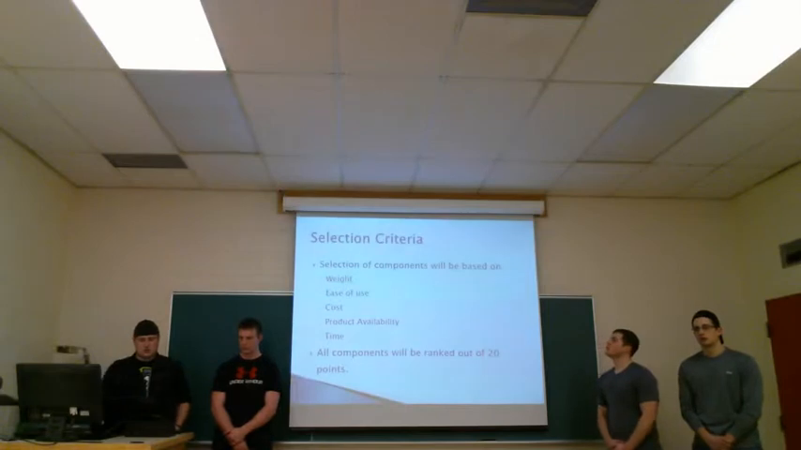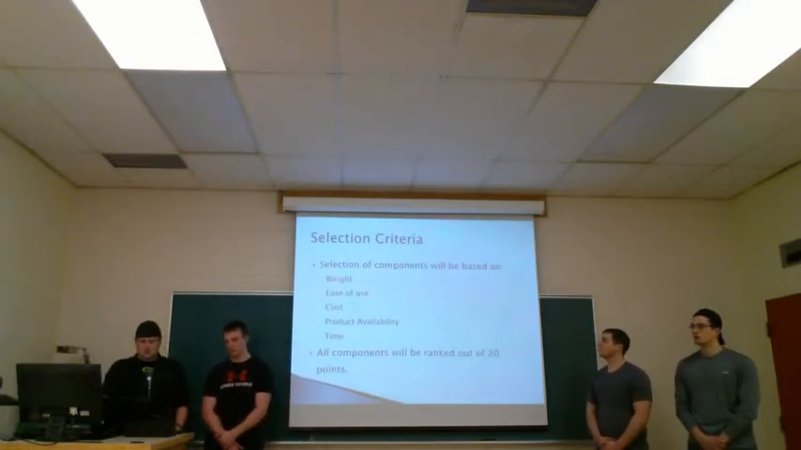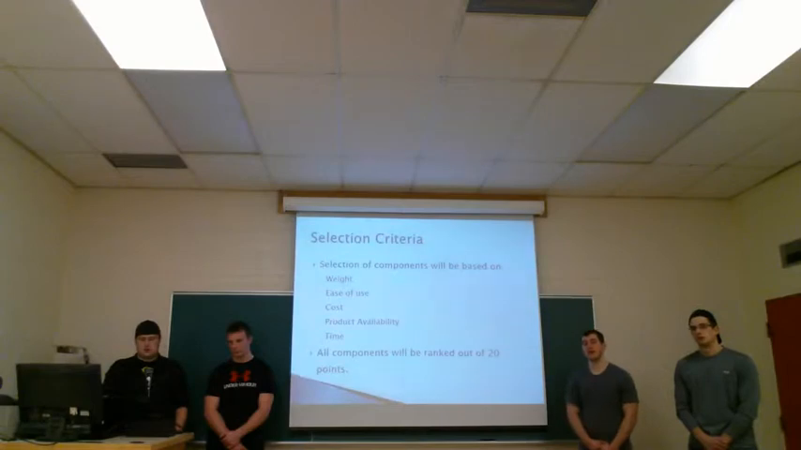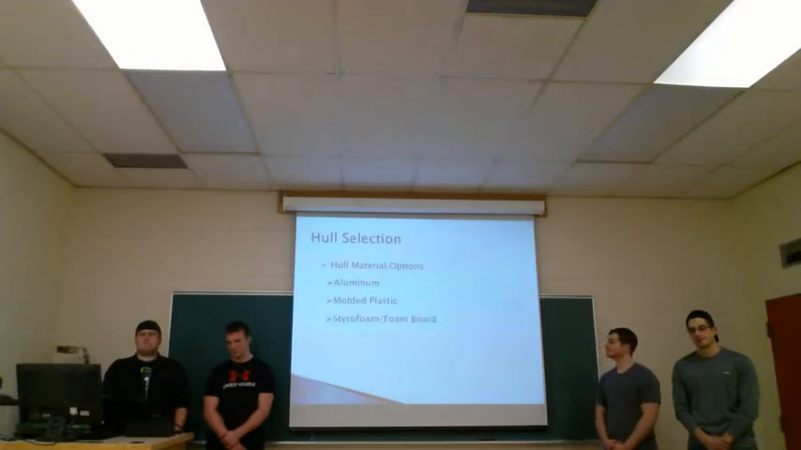Alright, so right now we're moving to our selection criteria. So when it came to the selection of our components, we based it on 5 different items. There's our weight, our ease of use, our costs, our product availability, and our time. And all components, when it comes to our design matrices, are going to be ranked out of 20 points.